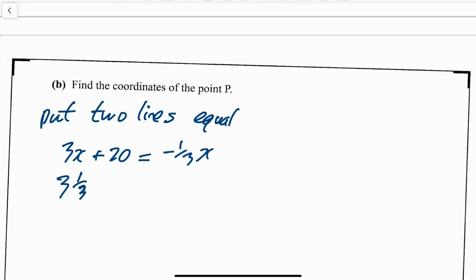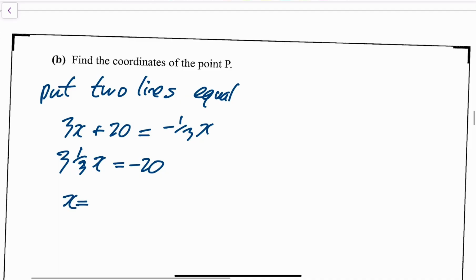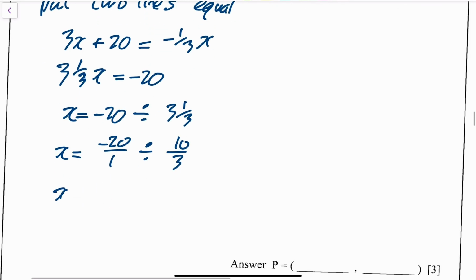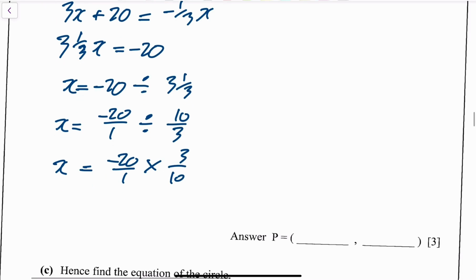3 1/3 x then is equal to minus 20. That means x is equal to minus 20 divided by 3 1/3. Right, let's do this out. Write your minus 20 as minus 20 over 1. Write your 3 1/3 as 10 over 3. And then to do dividing fractions, you flip your dividing fraction and then it multiplies. And I'm just going to do that as, what's that going to be, minus 60 over 10.